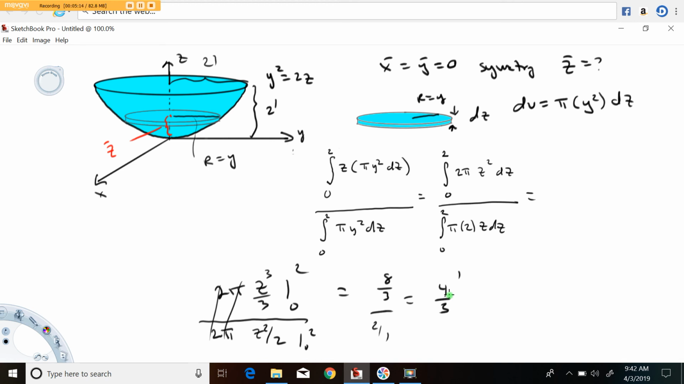So again, this video is how to set up an integral to calculate a centroid of a 3-dimensional volume. I hope that this helps. I should say a 3-dimensional volume with cylindrical symmetry.